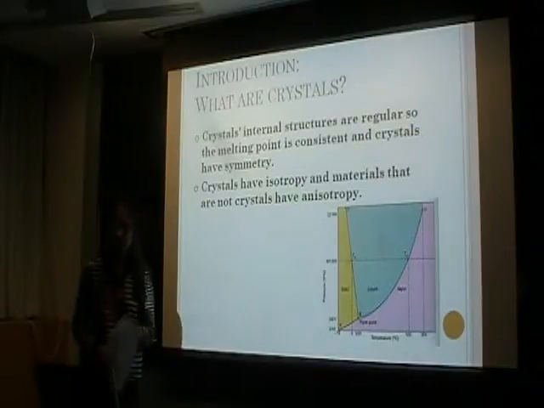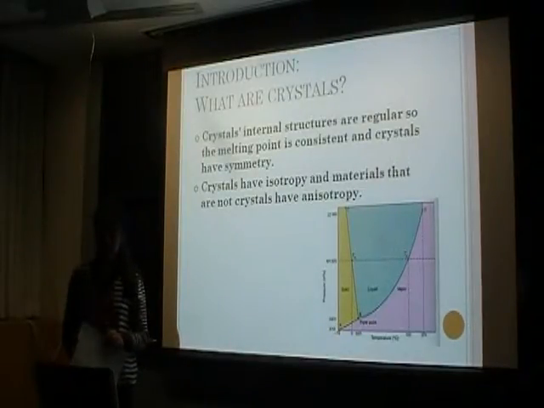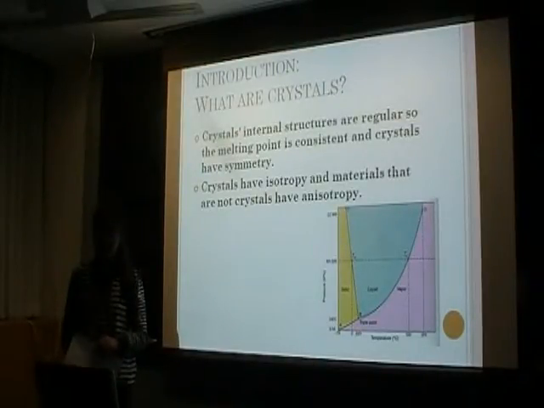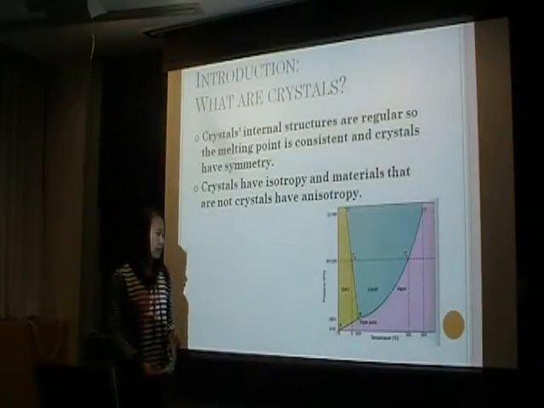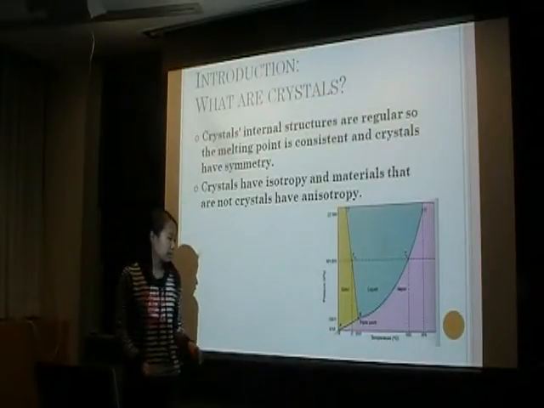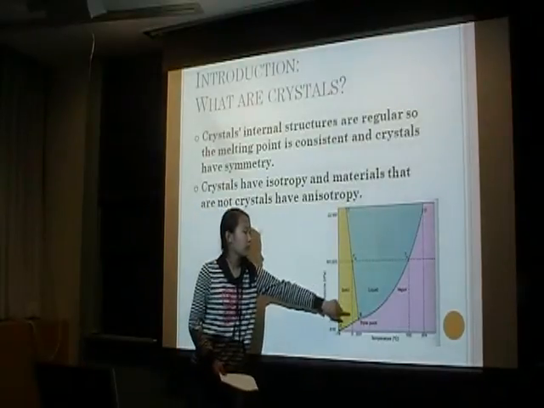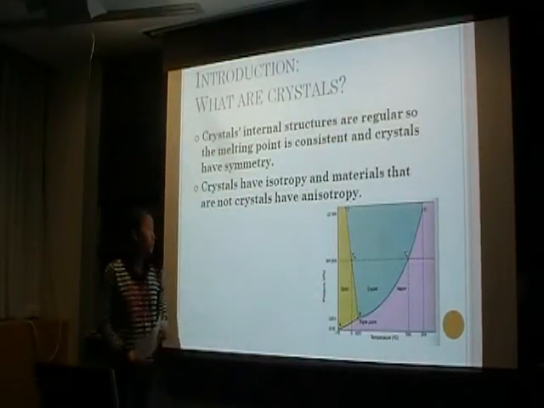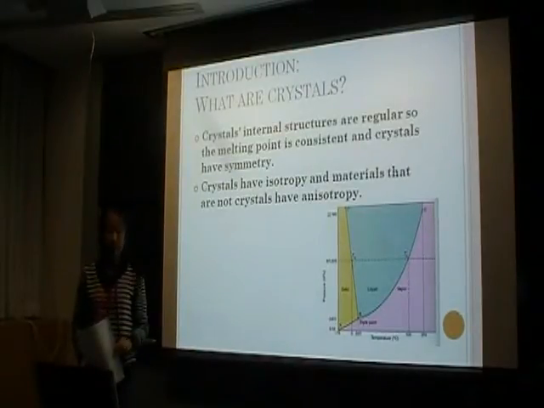And there is more information about crystals. Crystals' internal structures are regular, so the melting point is consistent and crystals have symmetry. Look at this picture. This is a solid, liquid, vapor phase diagram. This is influenced by temperature and pressure. And this is the melting point. And crystals have isotropy and materials that are not crystals have anisotropy.